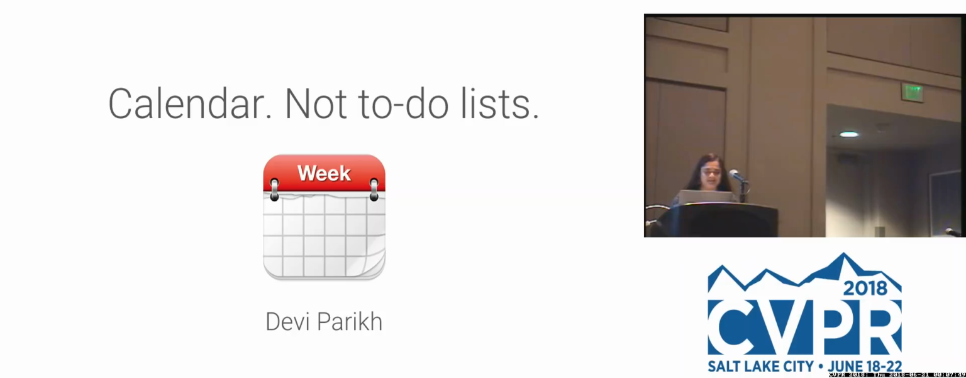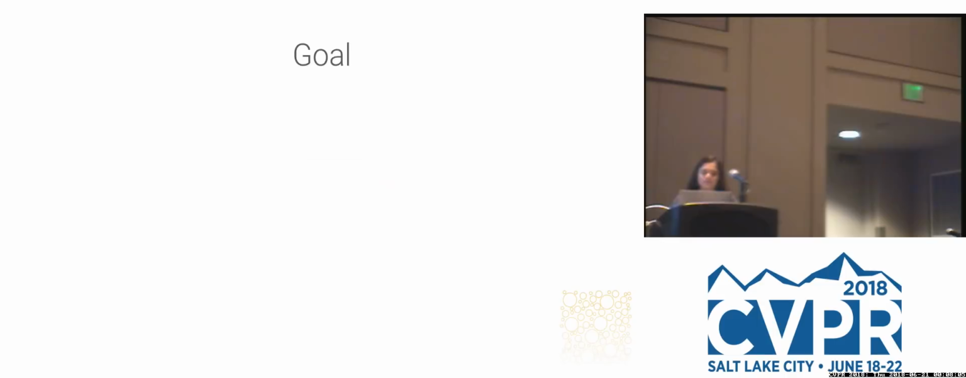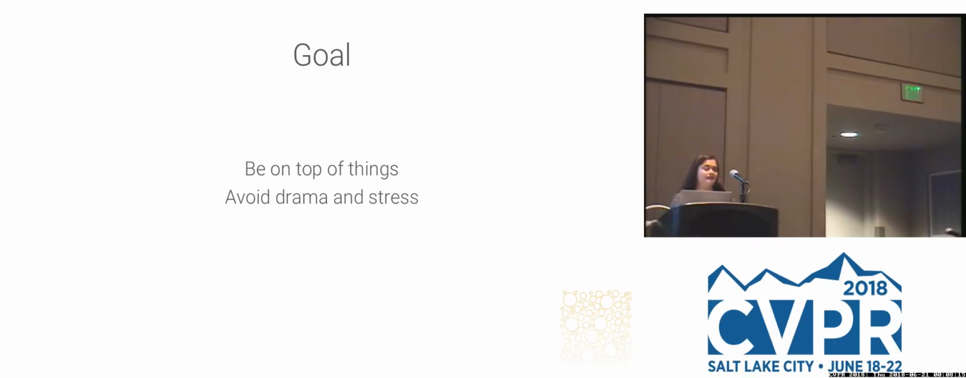All right, and so I use my calendar as my central way of organizing my life. I don't use lists at all. And so I'm just gonna walk through what I do, and I find that to be useful, and maybe you'll find that to be useful too. So the way I think about this is that the goal of why I try and organize things is so that I can stay on top of things. And my primary goal in life, to quite an extent, is to avoid drama and to avoid stress. And so that's my primary motivation for wanting to stay on top of things.